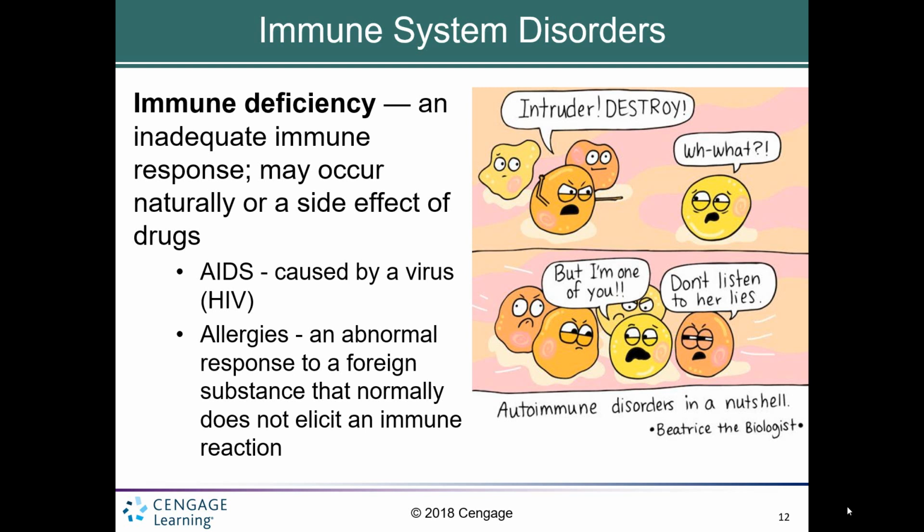Allergies are another immune system disorder. An allergic response is an abnormal reaction to a foreign substance that normally elicits little or no immune reaction. Autoimmune diseases are diseases in which the immune system fails to distinguish the body from an invader, and it mounts the same vicious attack against itself that it would against an intruder.